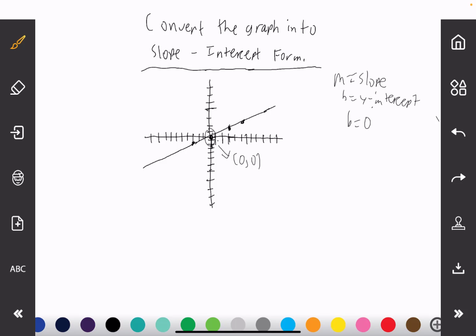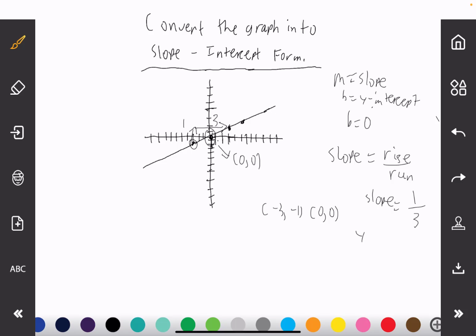So in this equation, b is going to be 0. Now we have to find the slope. And we know that the slope is rise over run. Now we can use 2 points. We have (-3, -1) is this point, and (0, 0). And we can see that it goes up 1 and over 3. So therefore, the slope is going to be rise, which is up 1, and the run, which is over 3.